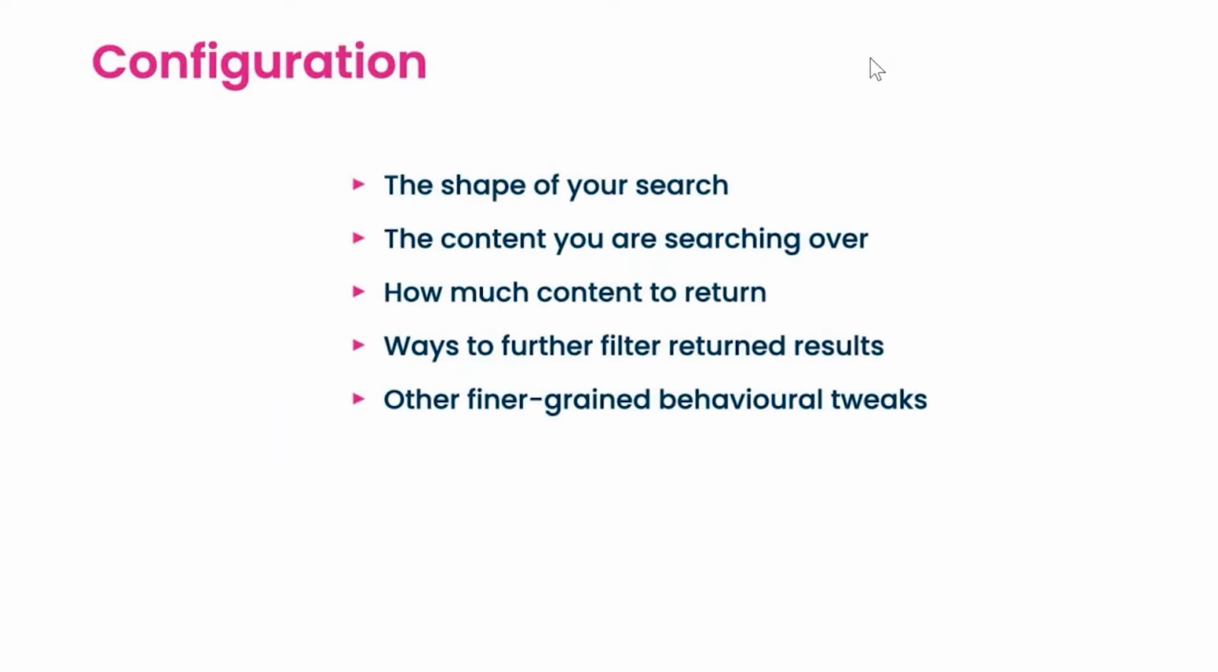So away from components onto configuration, this is essentially the shape of the search. It's what it's going to look like and how it's all laid out and faceted and divided. Inside each of these facets, it will specify the content that we're looking for and how much of that we need to return. We'll then specify ways to further filter the results. And then there are other things we can put in here that control other fine-grained behavioral stuff, which we'll see an example of shortly.